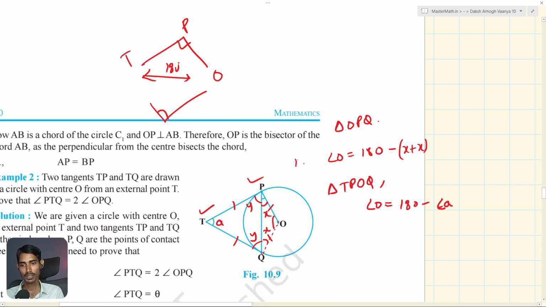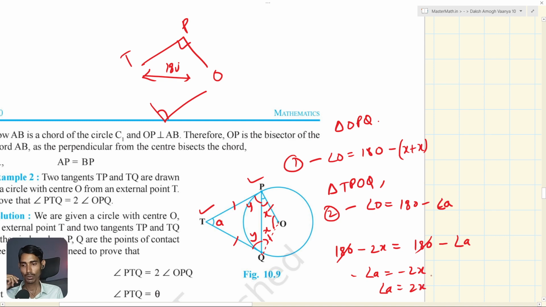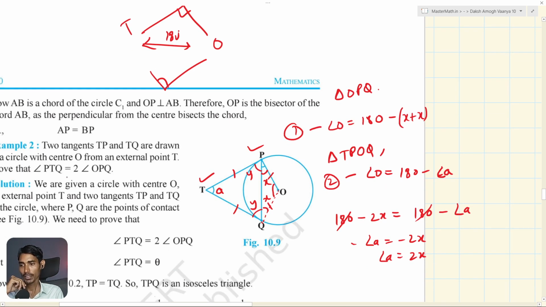Okay. Now let's connect equation 1 and 2. 180 minus 2x is equal to 180 minus angle A. So minus angle A is equal to minus 2x. That means angle A is equal to 2x, and that's what we need. PTQ is equal to twice of x. Easy. Okay, that's done basically.